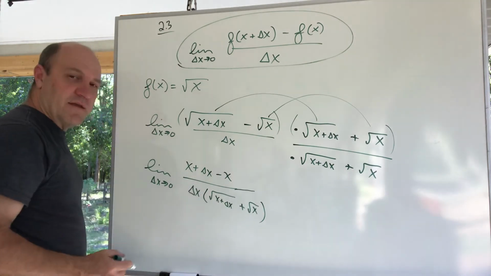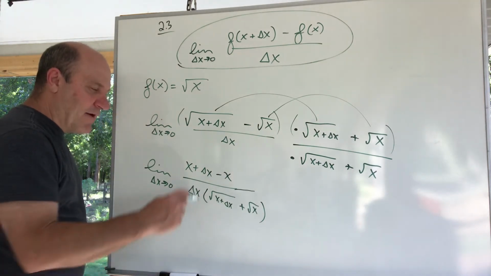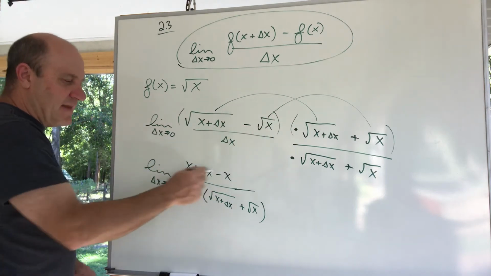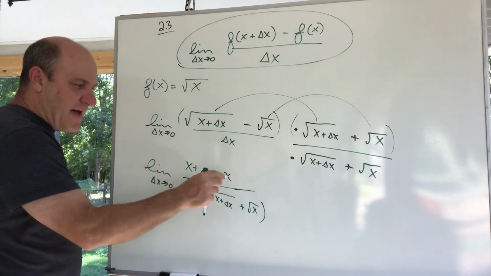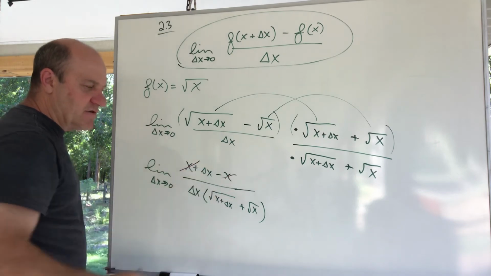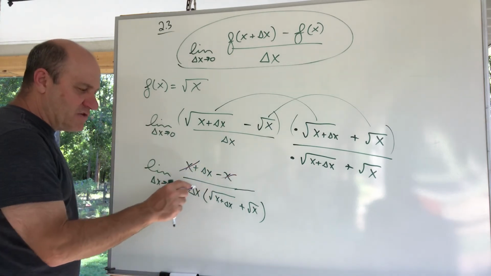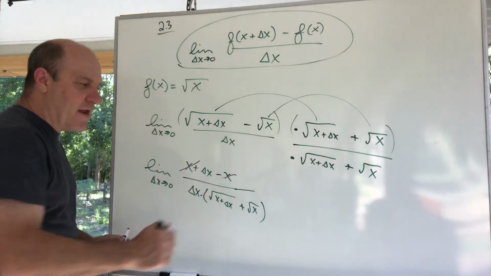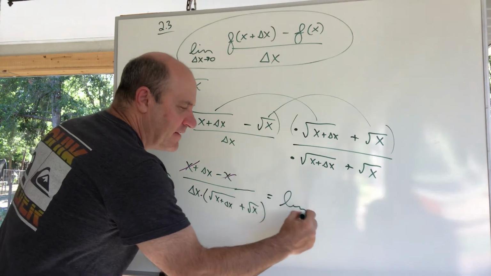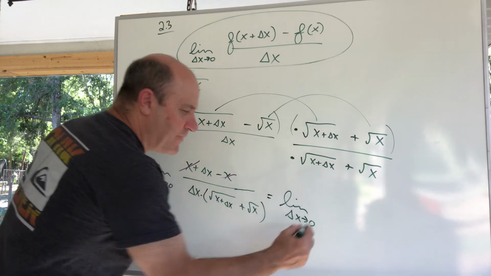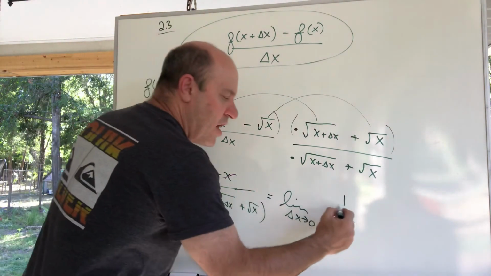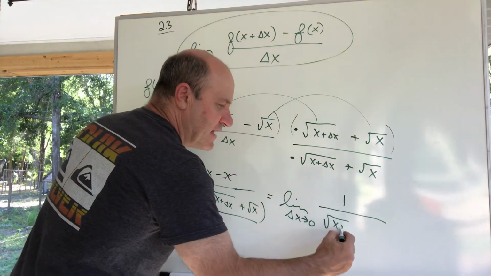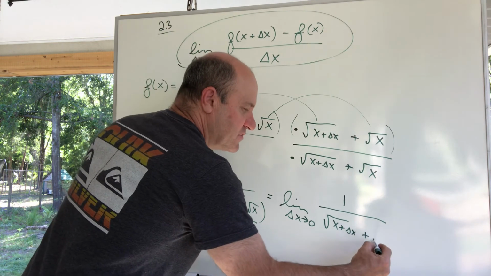Dude, this is pretty good. I don't know if you can see it, but after what that conjugate did for me, that numerator is going to clean up. That x minus that x is gone. I can cancel those x's. And then I have a delta x over this multiplied delta x. I can cancel those. It leaves me with a 1. I am now left with this limit. As delta x goes to 0, I'm going to cancel those. It leaves me a 1 over the square root of x plus delta x plus the square root of x.